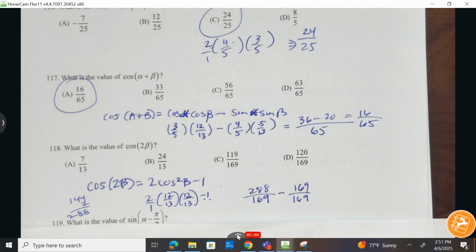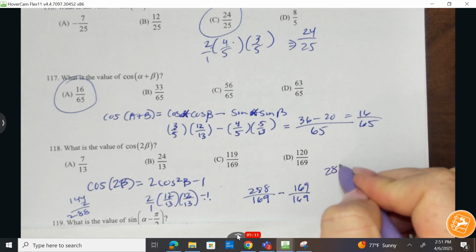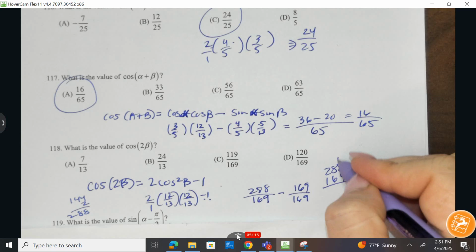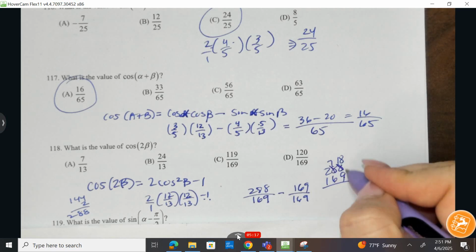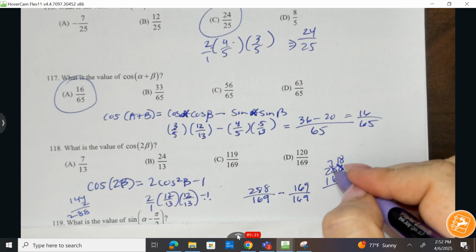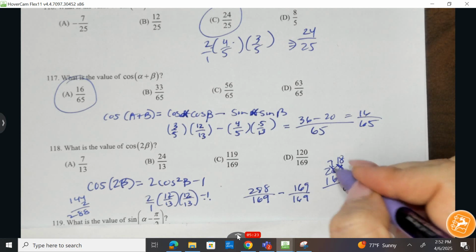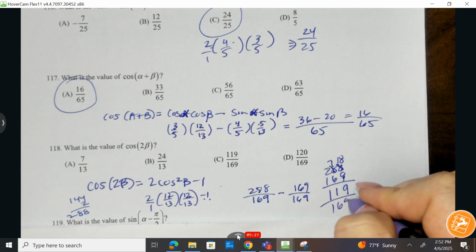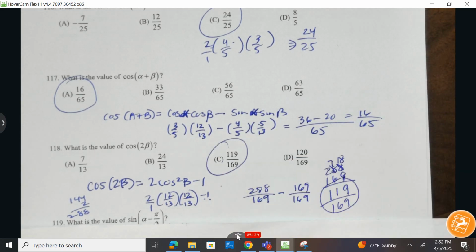All right, my phone is dead. I'm going to have to do elementary math here. I cannot take 9 away from 8. 9 away from 18 is 9. This 8 went down to a 7. I take 6 away from 7 to get 1, and 1. I should have 119 over 169, and we can see that answer is C.